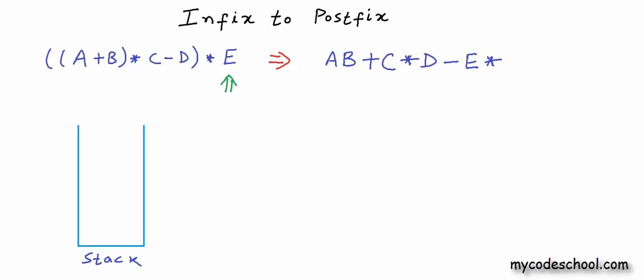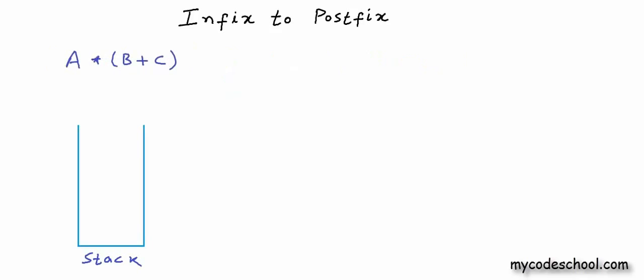I'll take one more example and convert it to make things further clear. I want to convert this expression. I'll start at the beginning. First we have an operand, then this multiplication operator, which will simply go onto the stack. The stack right now is empty. There is nothing on the top to compare it with. Next we have an opening parenthesis, which will simply go. Next we have an operand, it will be appended.